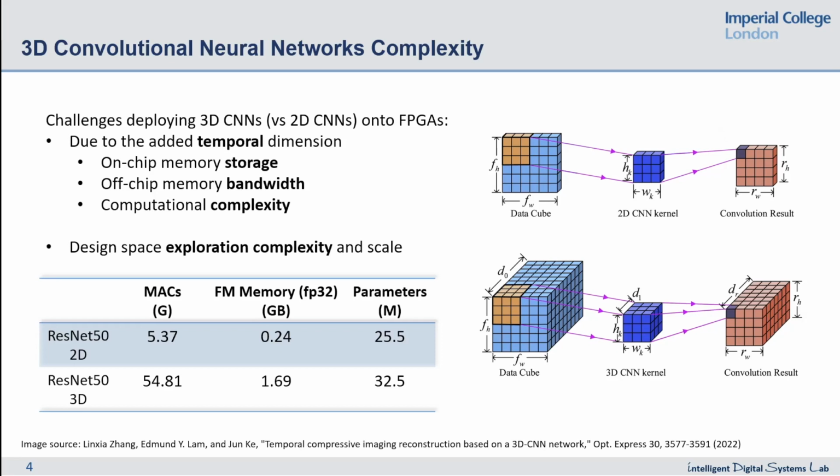This cannot be handled by the existing solutions on 2D-CNNs, so we propose this work. To further elaborate on the 2D versus 3D-CNN complexity and memory needs, the table at the bottom showcases how ResNet statistics like multiply-accumulates, feature maps, memories, and parameters escalate moving from 2D to the 3D version of it.